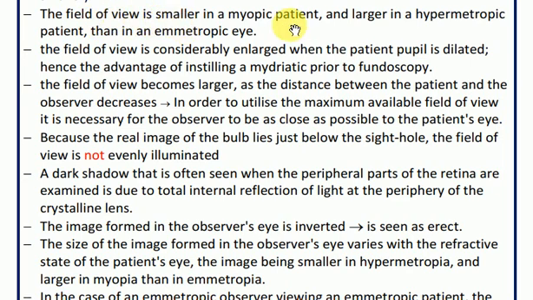The field of view is smaller in a myopic patient, and it is larger in a hypermetropic patient than in an emmetropic eye. The field of view is considerably enlarged when the patient's pupil is dilated, hence the advantage of instilling a mydriatic prior to fundoscopy. The field of view becomes larger as the distance between the patient and the observer is decreased. So in order to utilize the maximum available field of view, it is necessary for the observer to be as close as possible to the patient's eye.